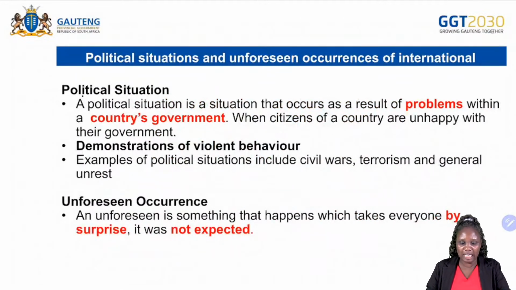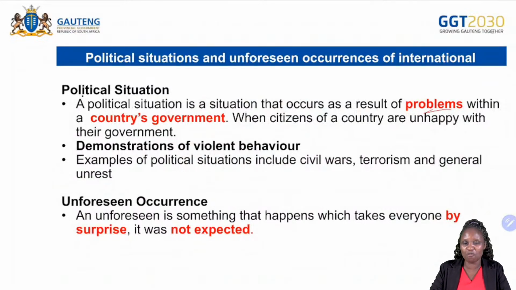Let's look at political situations and unforeseen occurrences of international significance. Political situation. A political situation is a situation that occurs as a result of what? Of problems within a country's government. When citizens of a country are unhappy with their government, then we call that a what? A political situation. And then demonstrations of violent behavior. These are going to scare away the tourists.